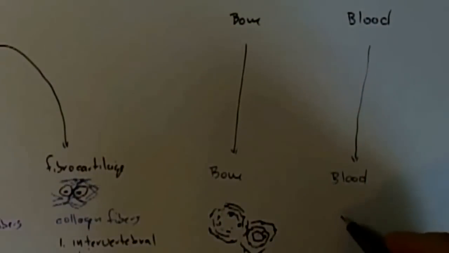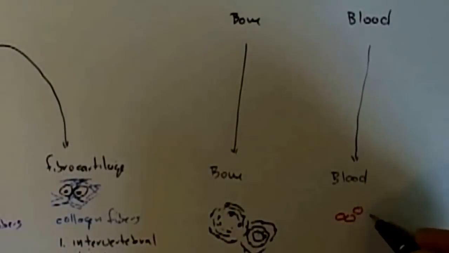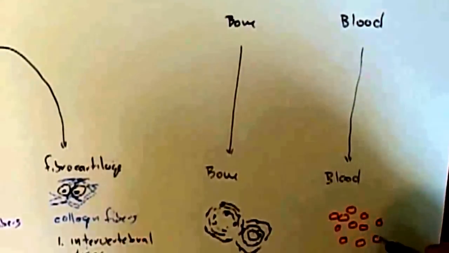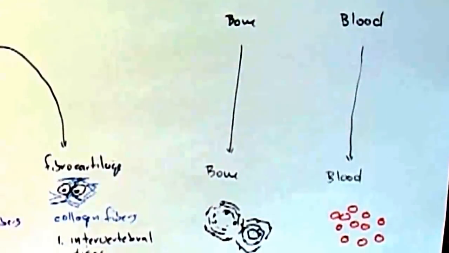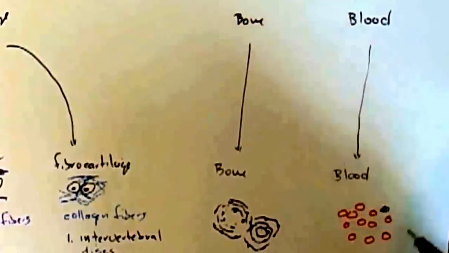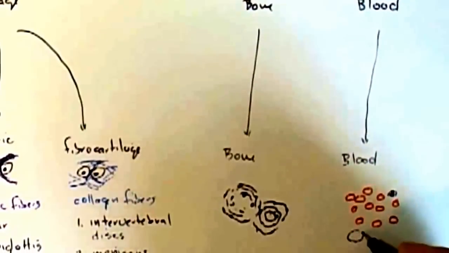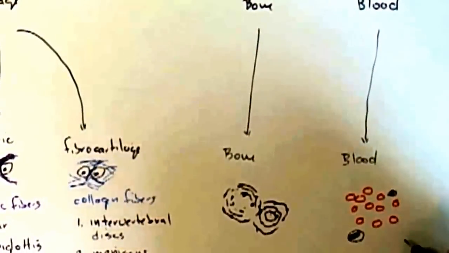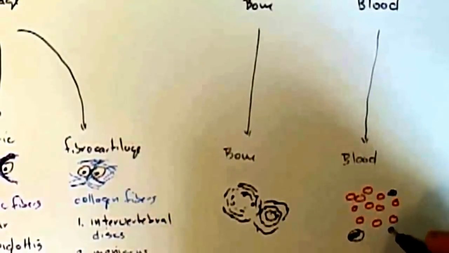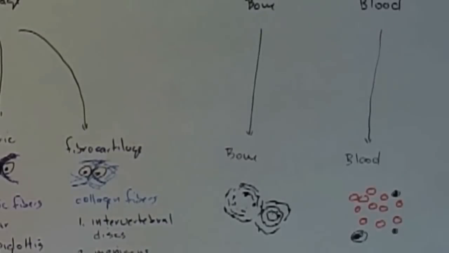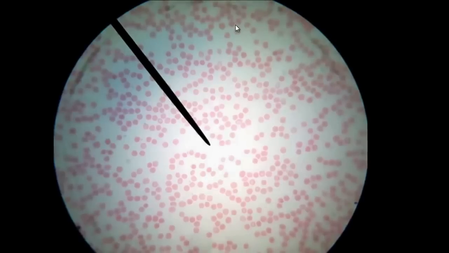And blood is fairly simple because you'll see tiny little blood cells. And then occasionally, when you're looking at a smear of blood, you'll see these little purple cells. We'll talk about those, the different types of cells. I'm trying to draw a lymphocyte there, a monocyte there, and I was trying to draw a neutrophil there. This is blood. Obviously, this is pretty simple.